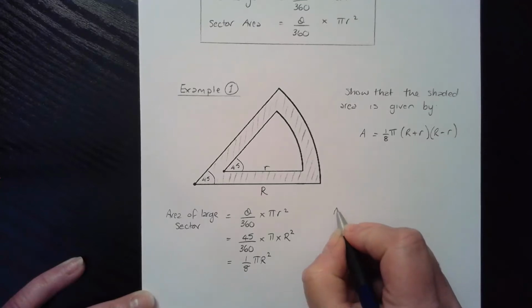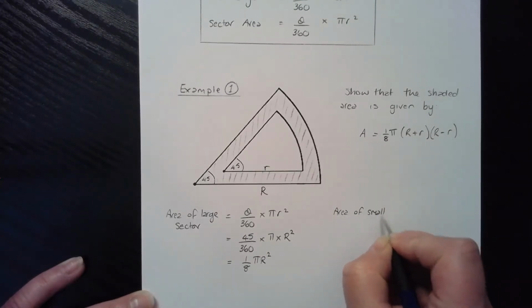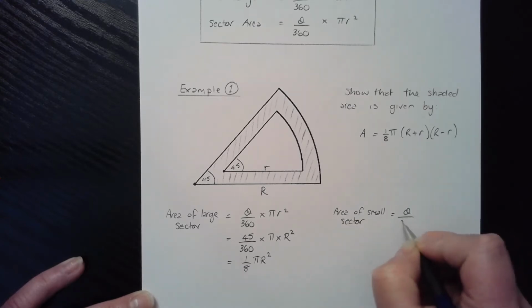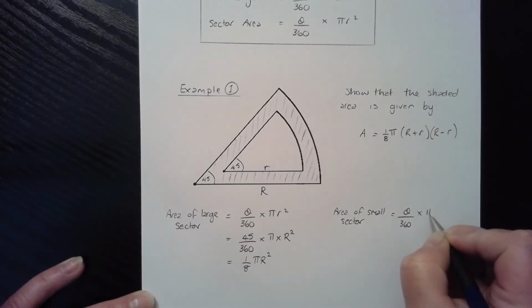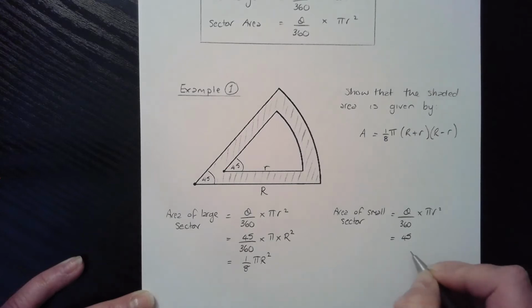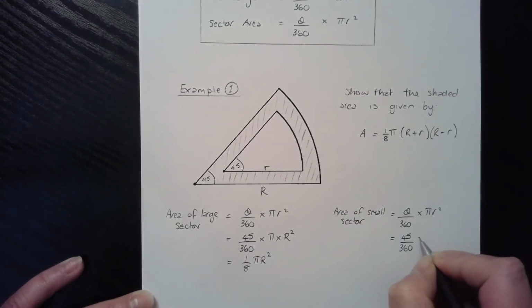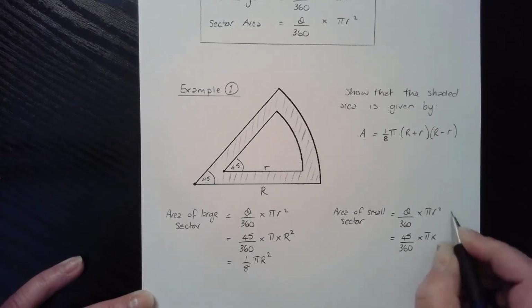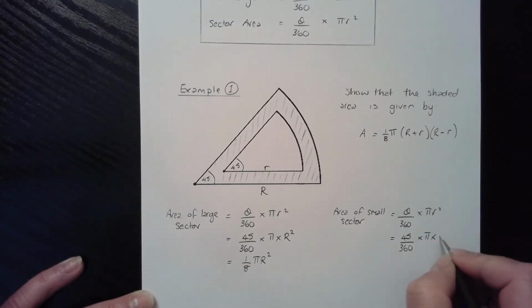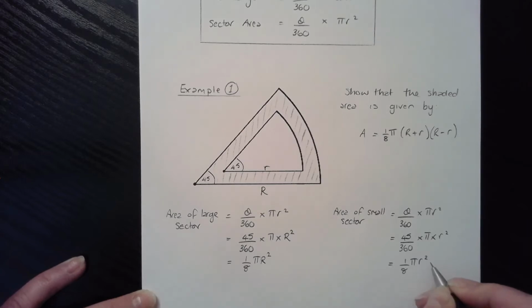The area of the small sector starts with the same formula. And again, I substitute in what I know. So I know the angle at the centre of the small sector is 45 over 360 times pi times the radius of the small sector, which is simply still little r squared. And simplifying, I get 1/8 pi r squared.